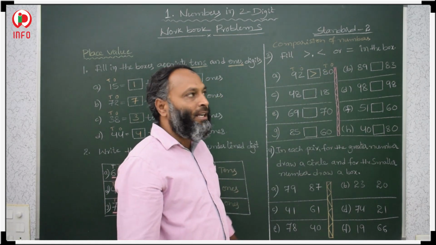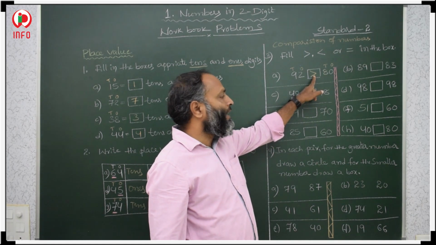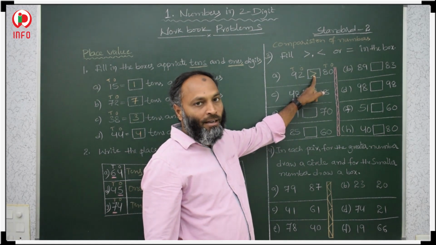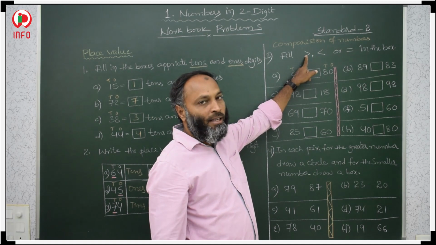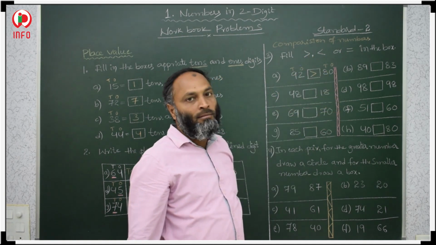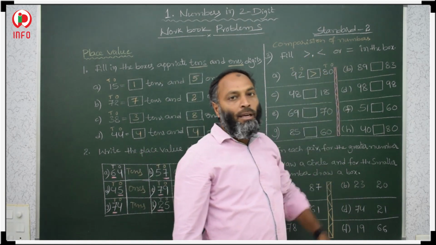92 is greater than 80. This is a symbol, the greater than symbol. This symbol is less than. This symbol is the equal to symbol.